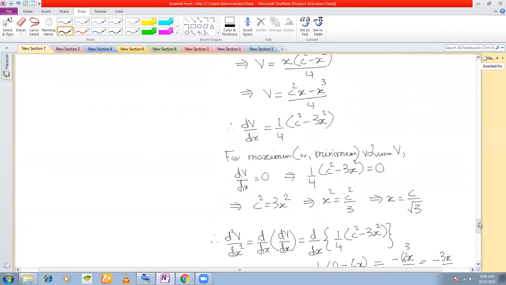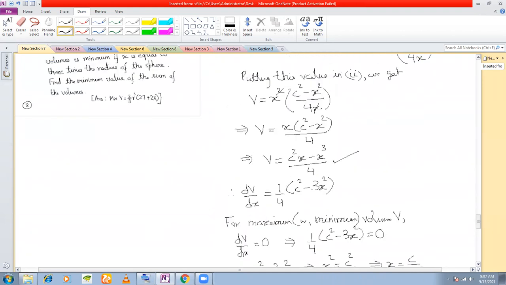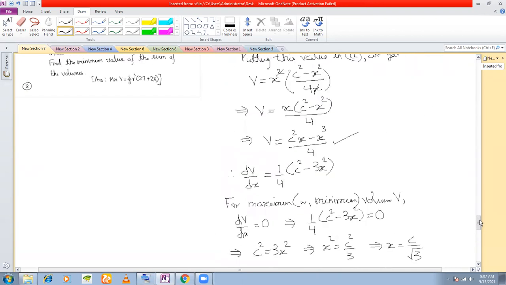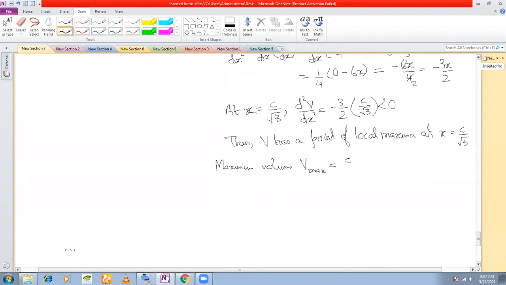Now, what is the expression for volume here? If you see, the expression for volume here is this. So what should be the maximum volume? Maximum volume. Let's say V max is equal to, expression is c square x minus x cube by 4. C square x minus x cube by 4.